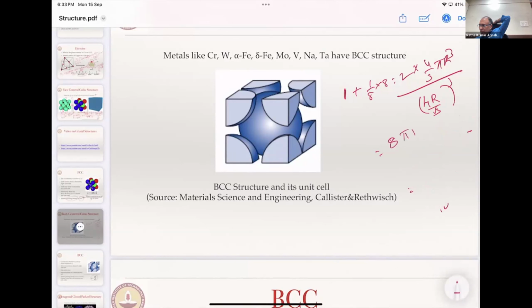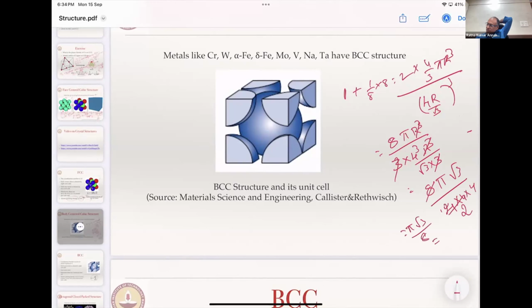8 pi r cube by 3 into 4 cube r cube by root 3 into 3, because root 3 cube. 3 gets cancelled. r cube gets cancelled. That is equal to 8 pi root 3 by 4 into 4 into 4. 16, that is 2. So pi root 3 by 8. What is that?